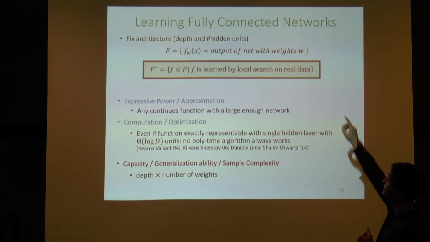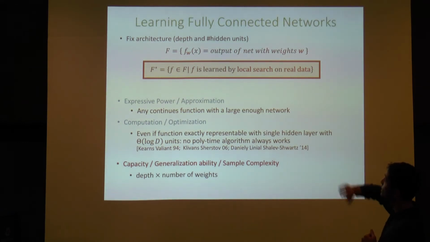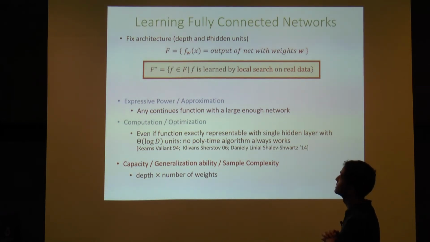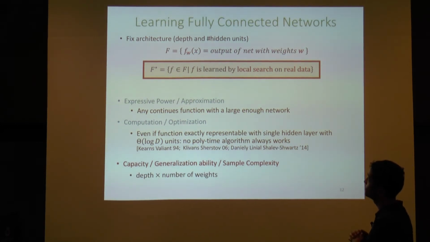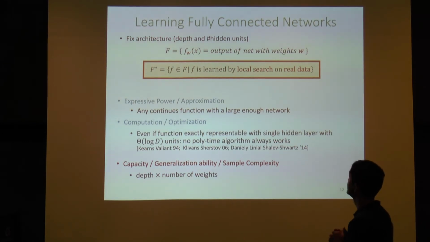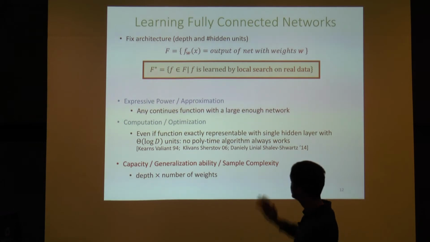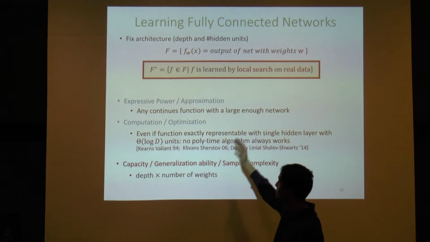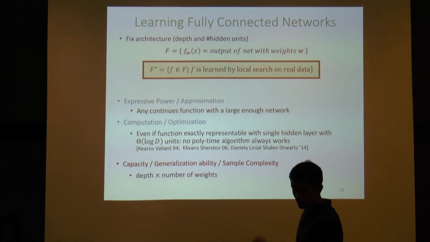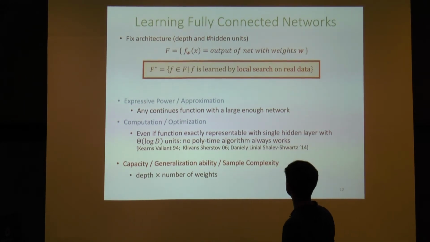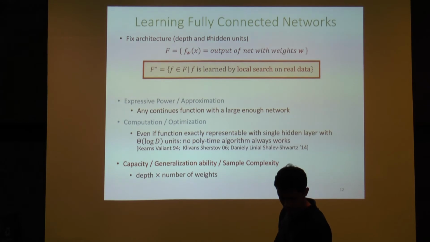So the suggestion is, instead of looking at that function class on the top, we look at this modified version and try to understand this class: a subset of the one on top, the functions that can be reached by local search on real data. We try to understand this, and then we have to answer all these questions again for this class. But how do we understand this? It seems very difficult. What is real data? How can we even think about this class?